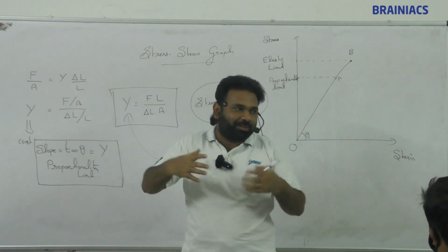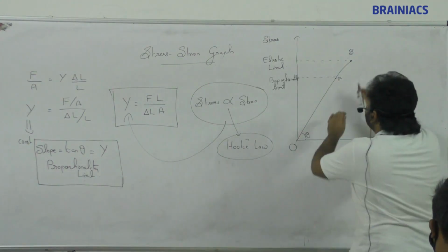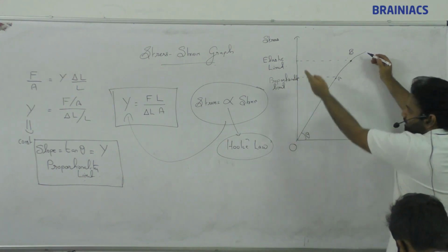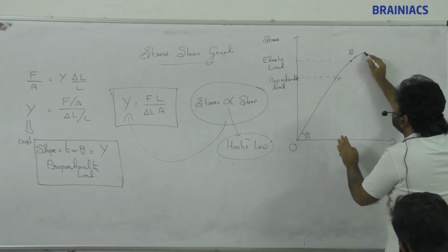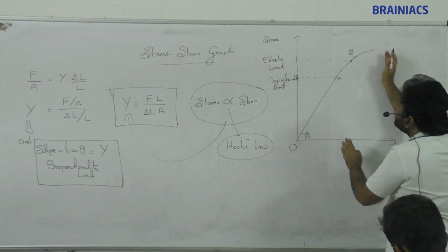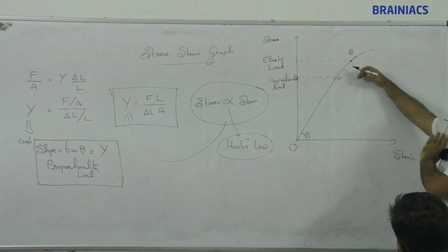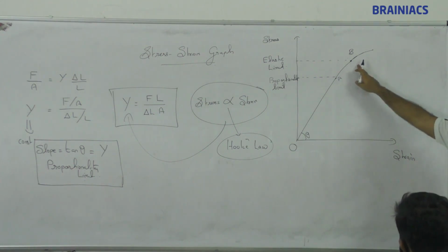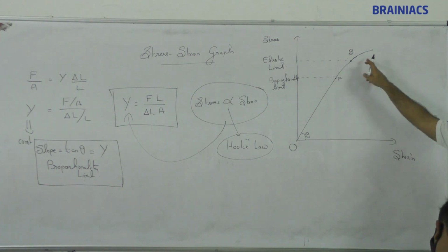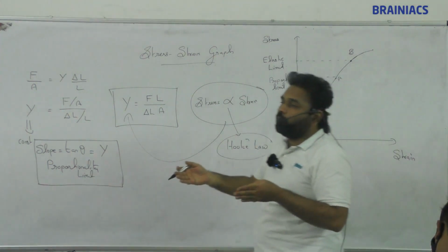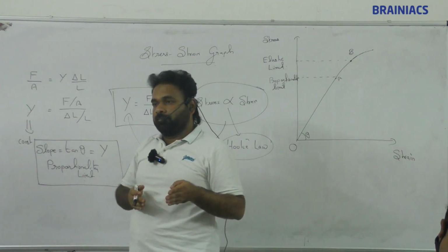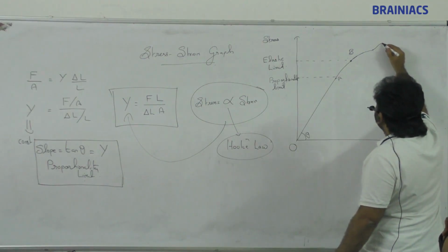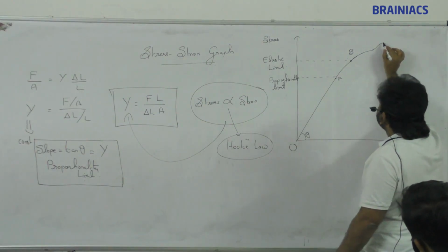Okay, so in the same way, what happens after B is that if we increase the stress, this strain will happen and it cannot come back to the original dimension. Beyond this elastic limit, if we apply stress and there is strain, it will not come back to its original dimension. Going on like that, a maximum level will be there.